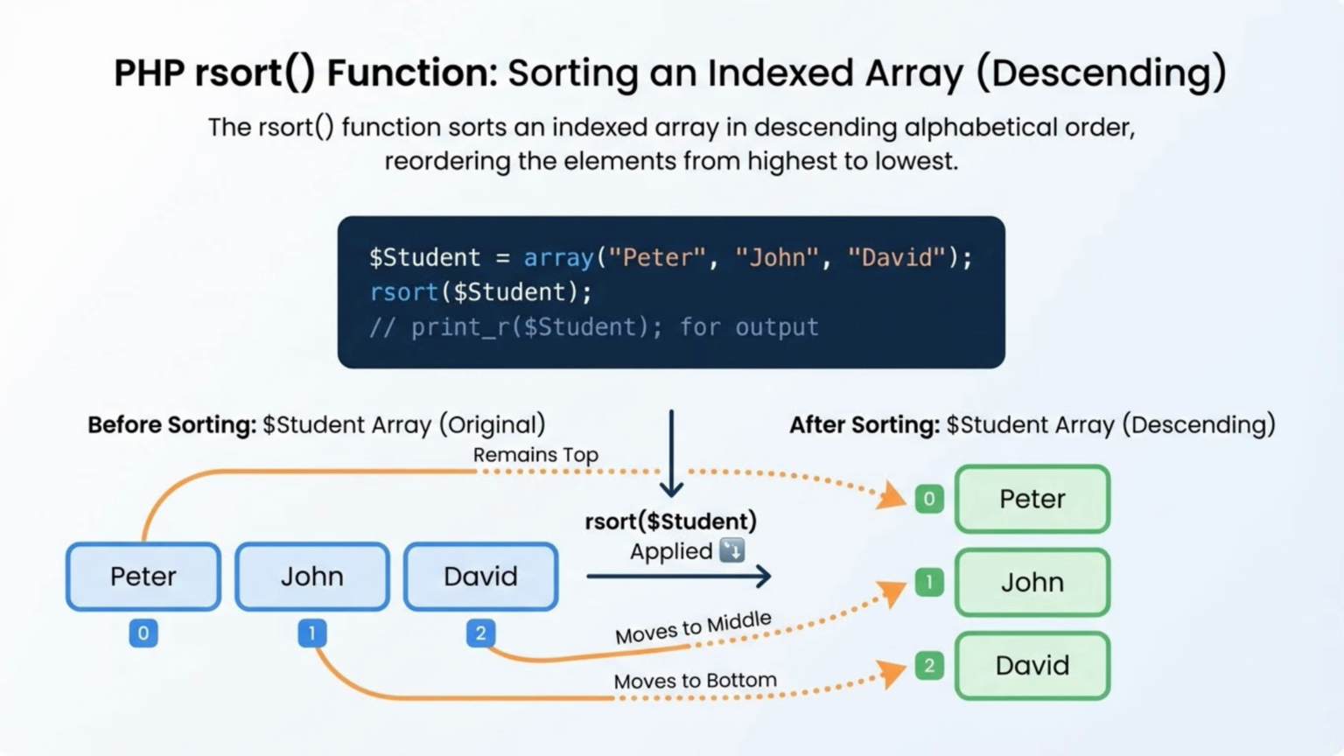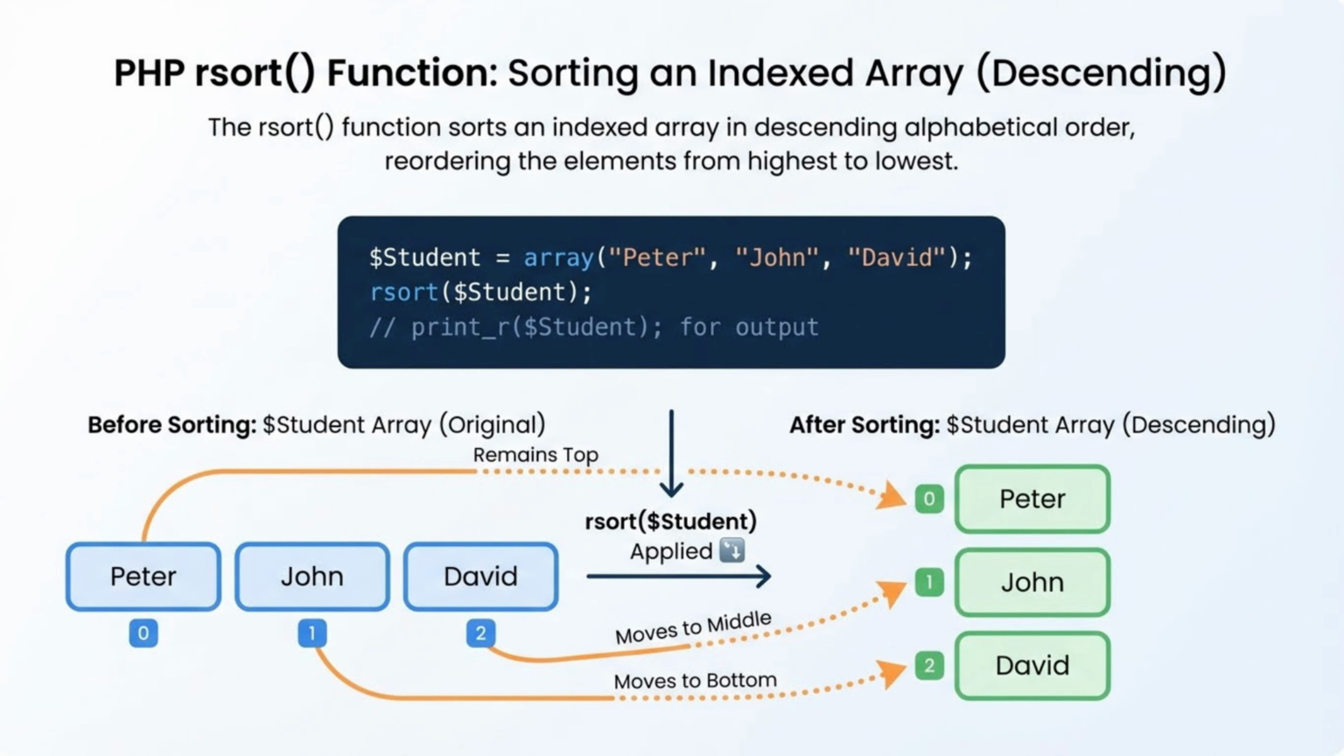In the example shown, the indexed array named student contains 3 elements: Peter, John, and David. These values are stored with automatic numeric indexes beginning from 0, meaning Peter is at index 0, John is at index 1, and David is at index 2. Before sorting, the values appear in the same order in which they were added to the array.